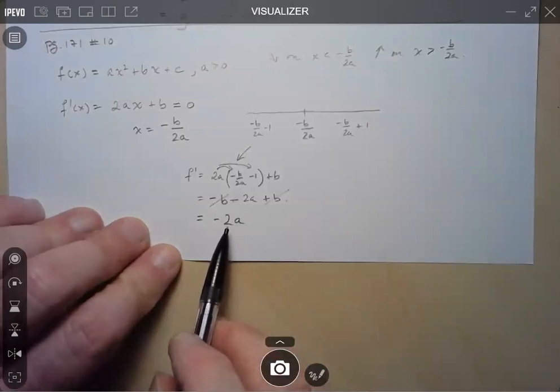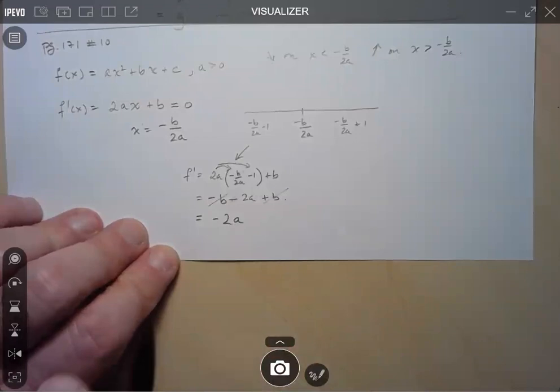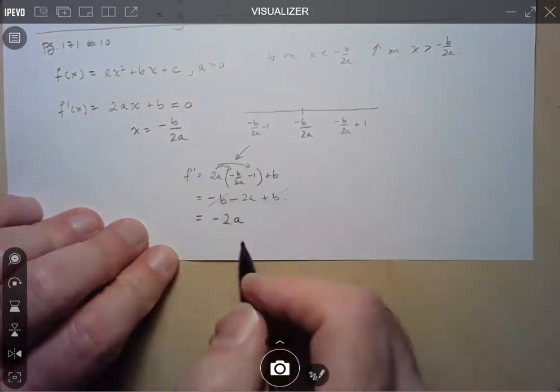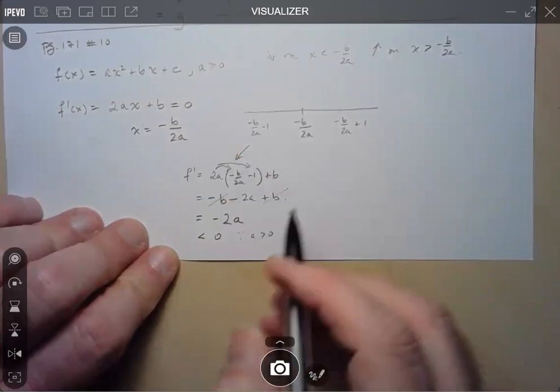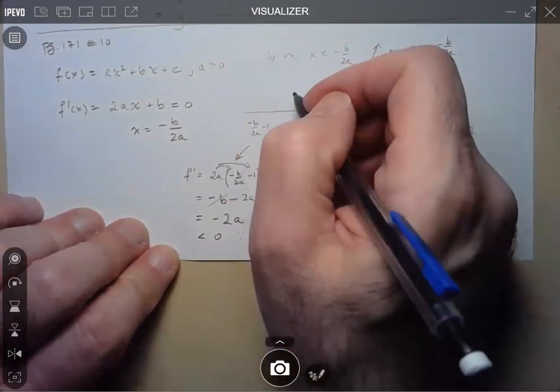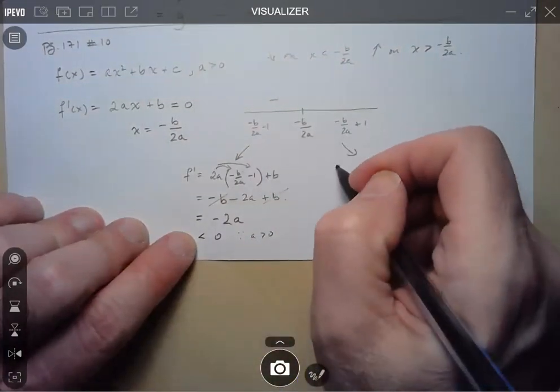Why is this less than 0? Can somebody tell me why I know for sure that this is less than 0? What piece of information do they give me that I know that this has to be less than 0? There you go. They tell me that a is positive. So that's less than 0 since a is positive. And then similarly, I'm going to do the same thing here. So it's negative on this side, so decreasing. And then here I'm going to do the same thing.